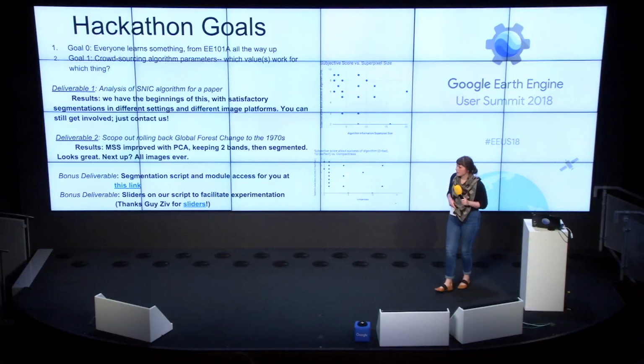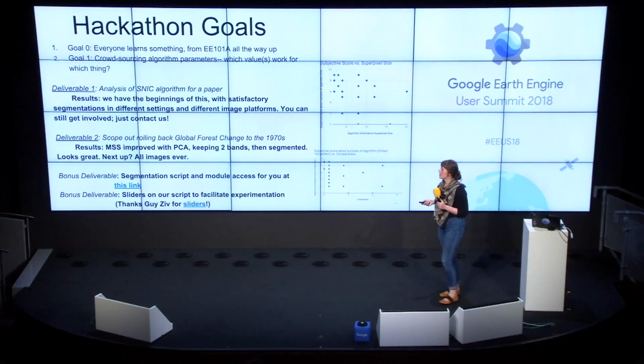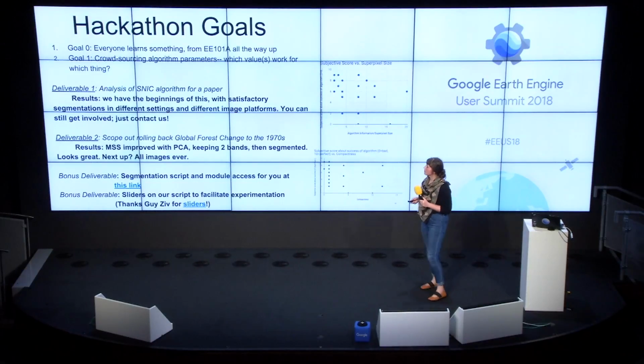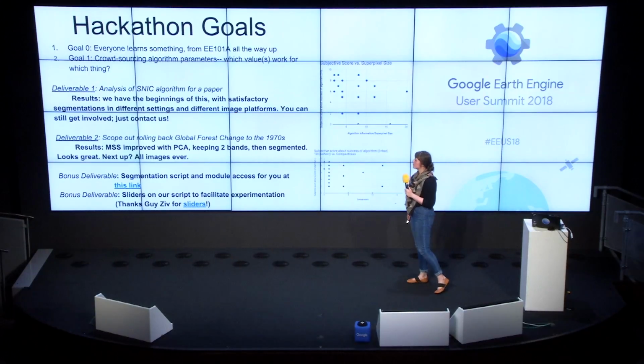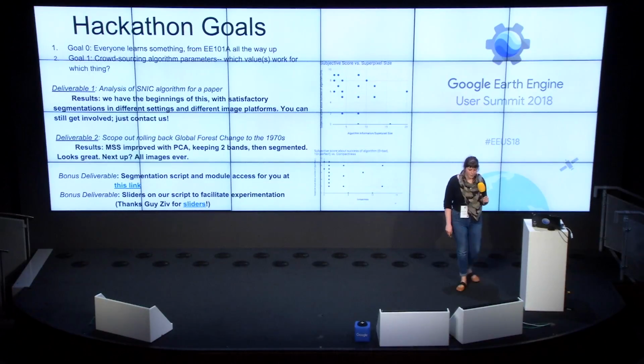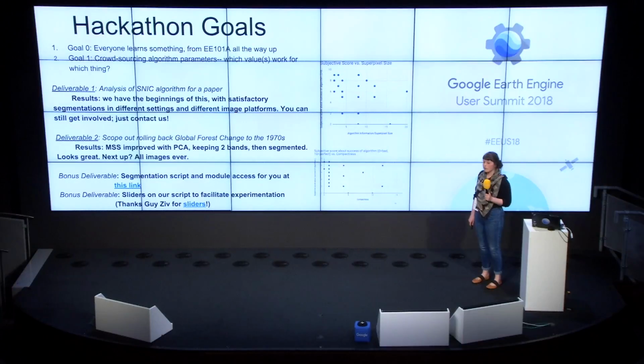So just going back to Jeff's proposal the other day, our goal was that everyone learned something, from if this was your first day or third day using Earth Engine all the way up. And the second one was to crowdsource algorithm parameters, which values work for which thing. We have some results towards our first deliverable. People were basically able to get satisfactory results in different settings and different image platforms. So you can still get involved, just contact us.